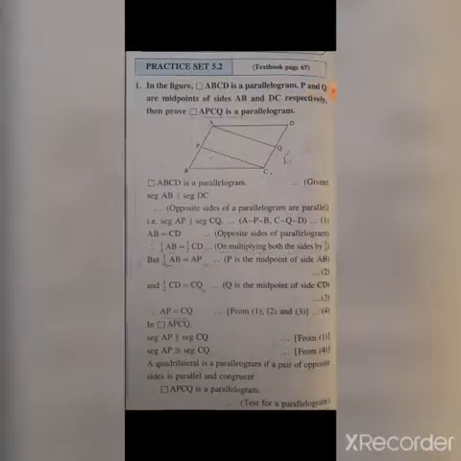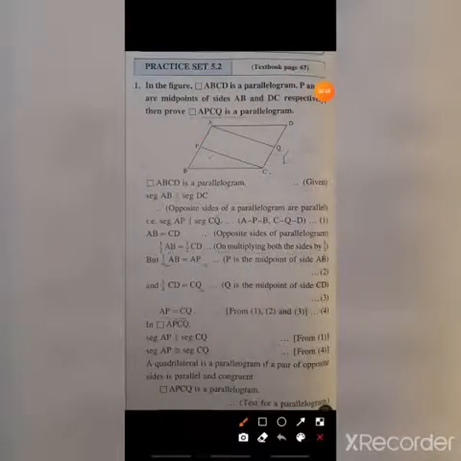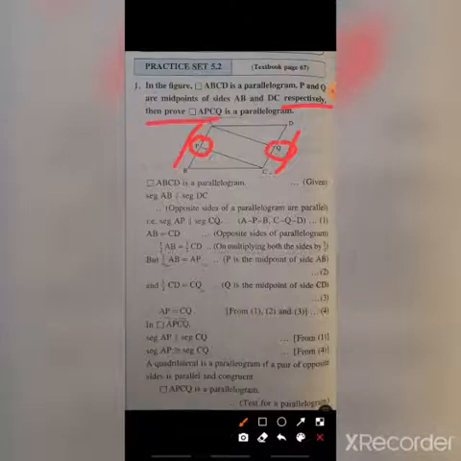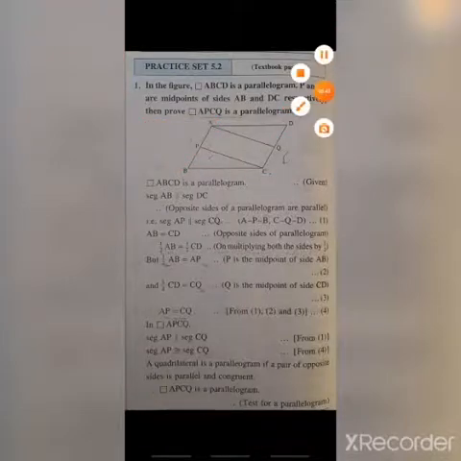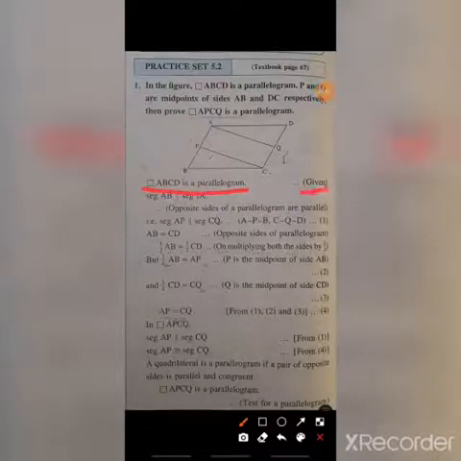P and Q are the midpoints of AB and DC respectively. Then prove that APCQ is a parallelogram. We have to prove this in this question. ABCD is a parallelogram, is given.